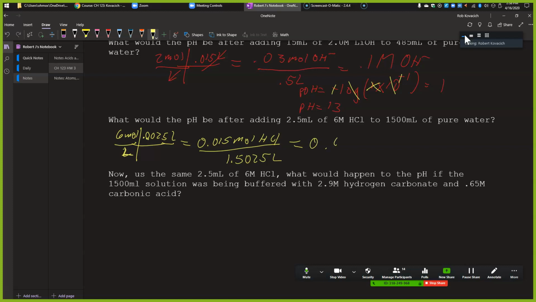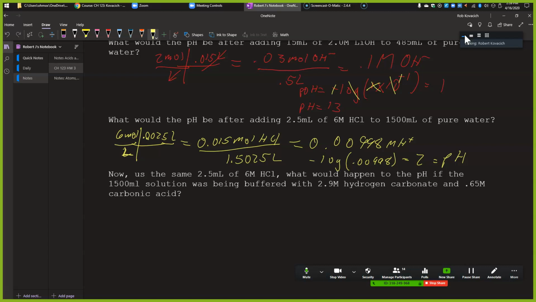So 0.00998 molar, in this case H plus. So just take the negative log of that. I get 2. So my pH is 2. So both of those pHs changed dramatically.